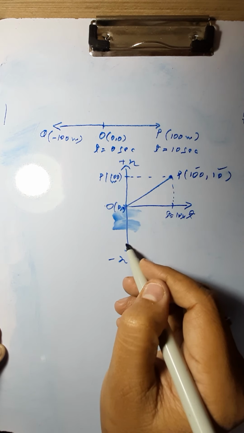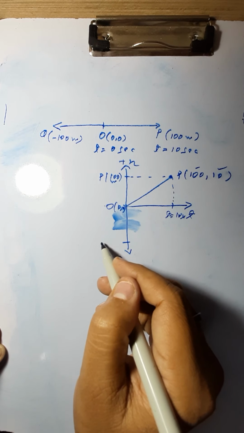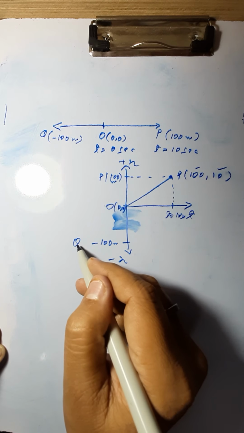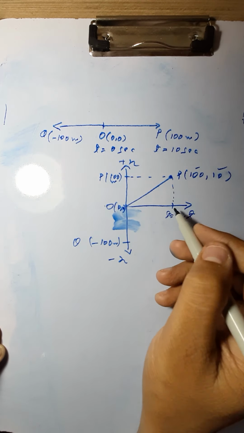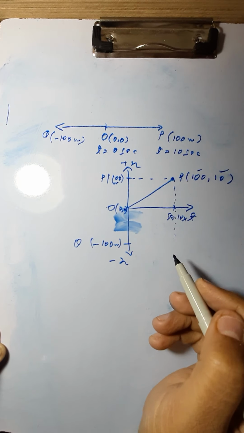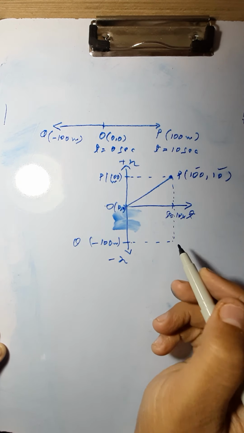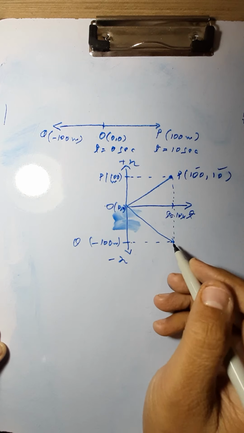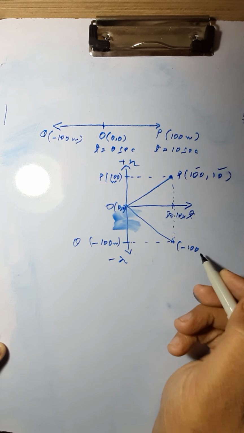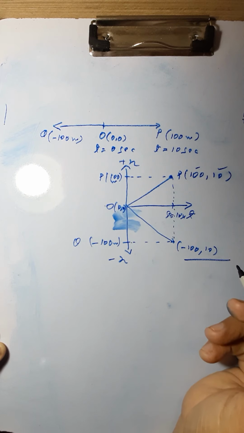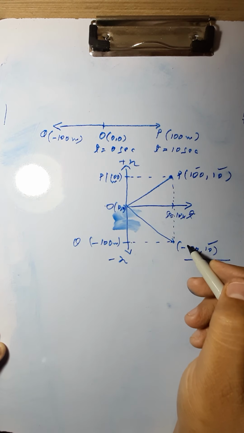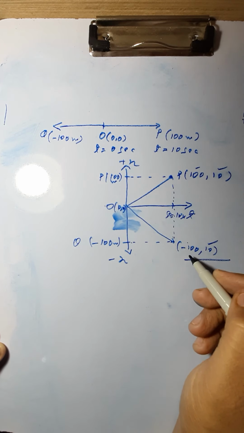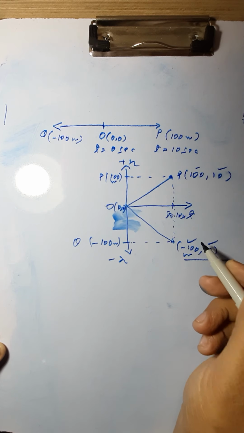So here is minus 100 meter, that is point Q. So at t equal to 10 seconds, the particle will be at point Q having coordinates minus 100, 10. At time t equal to 10 seconds, the particle is at point Q whose coordinates are minus 100 meter.